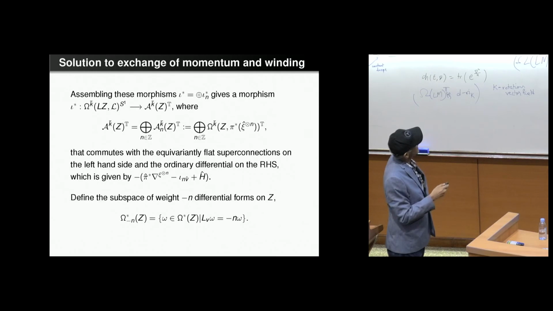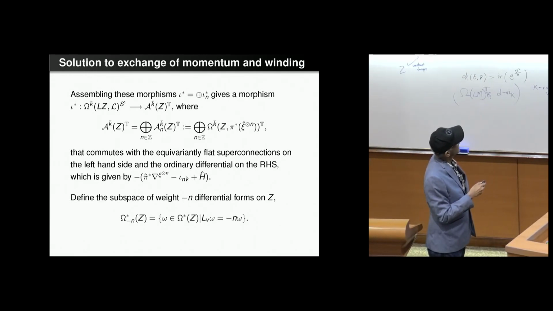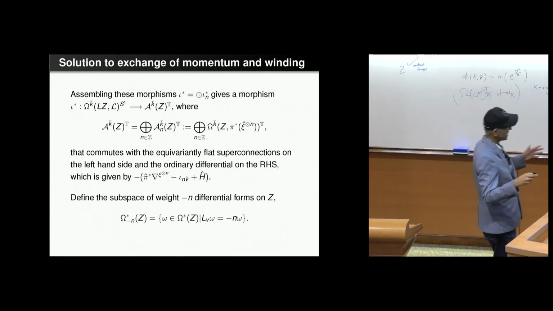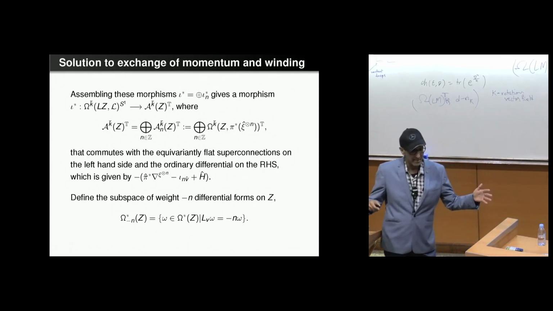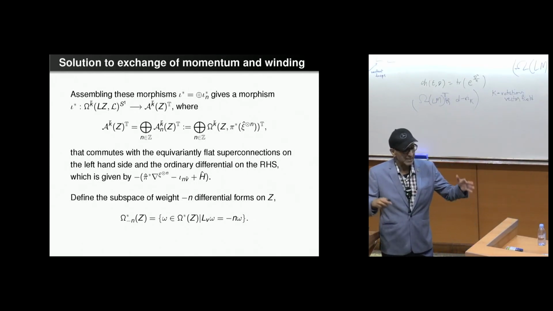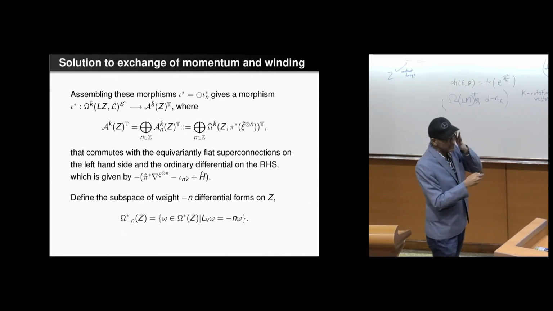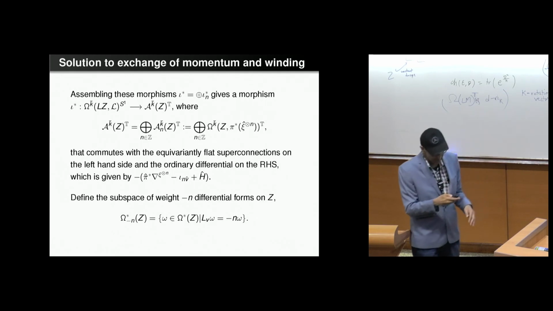So on the subspace of weight minus n differential forms, now we look at differential forms on Z. In the work with Peter and Jara, we looked at invariant differential forms. Now we take the higher weight spaces. These are labeled by n. We only looked at the n equals 0 weight space.